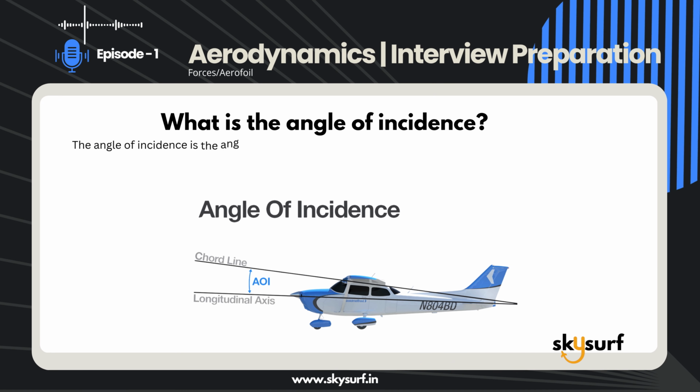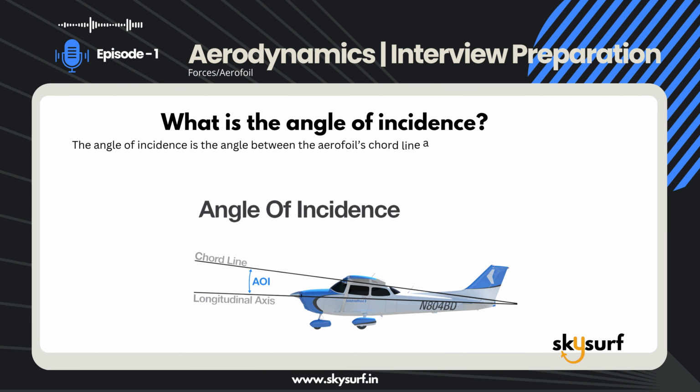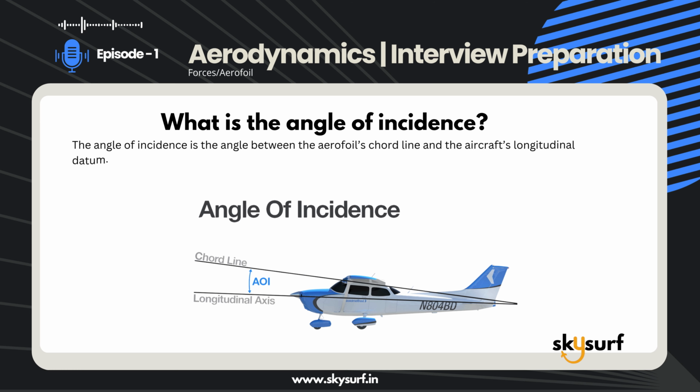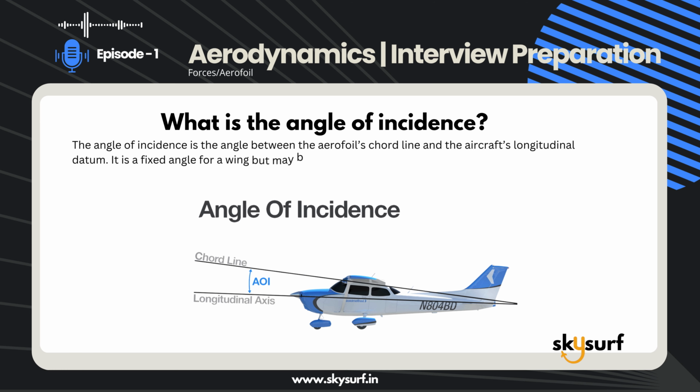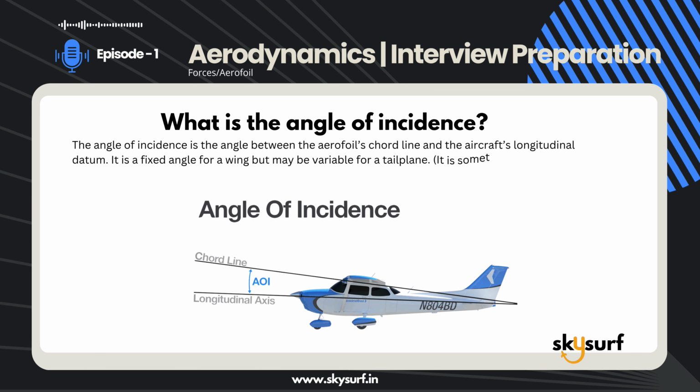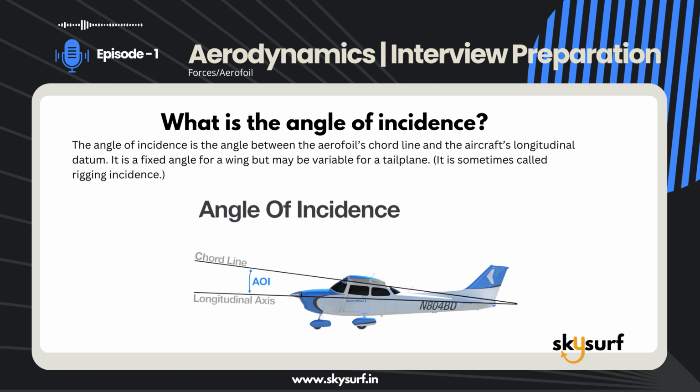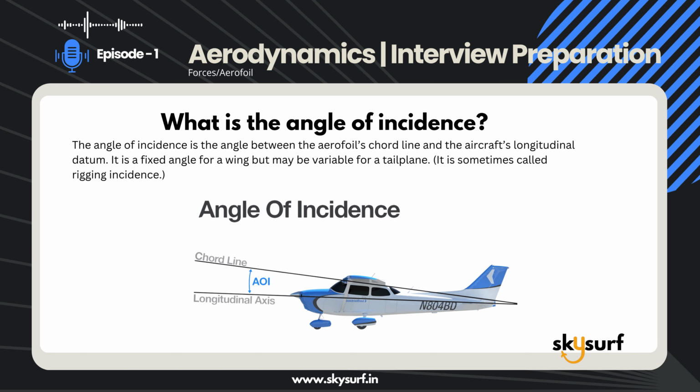What is the angle of incidence? The angle of incidence is the angle between the aerofoil's chord line and the aircraft's longitudinal datum. It is a fixed angle for a wing but may be variable for a tailplane. It is sometimes called rigging incidence.